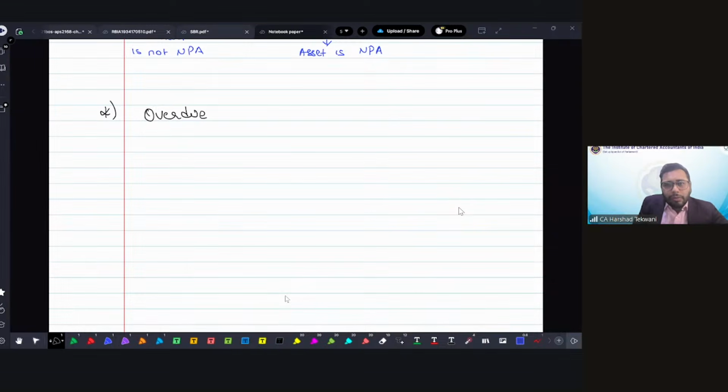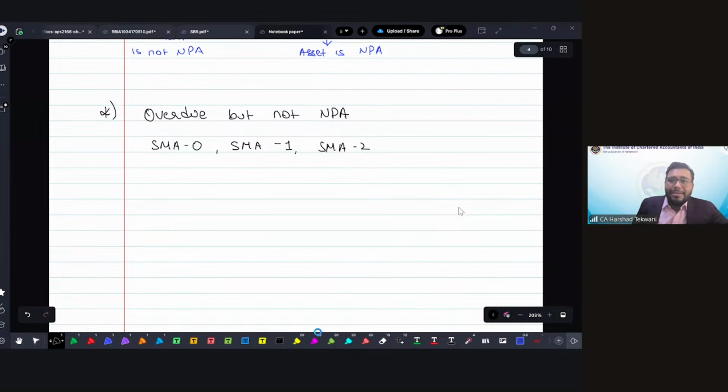Overdue, but not NPA. Approaching NPA. Yeah, approaching NPA. Overdue, but not NPA. They are classified into three categories: SMA 0, SMA 1, and SMA 2. Now, what is this? SMA stands for Special Mention Account. Because there is a default, it has to be a special mention account.